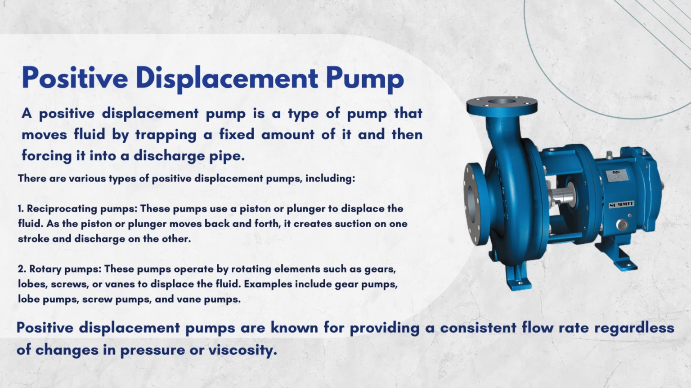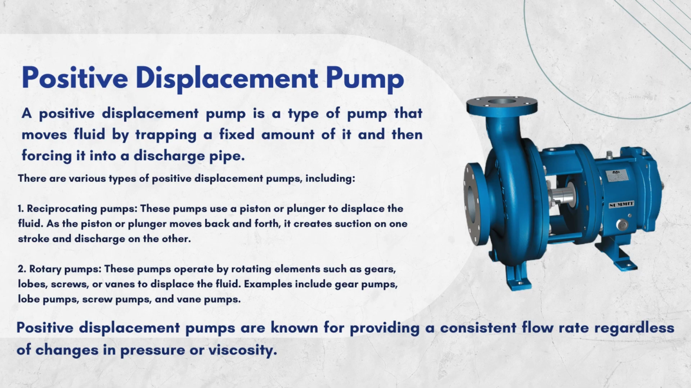Now moving on to the second type of positive displacement pump, which is the rotary pump. These pumps operate by rotating elements such as gears, lobes, screws or vanes to displace the fluid. Examples of this type of rotary pump are the gear pump, lobe pump, screw pump and vane pump. I hope these two types of positive displacement pump, the reciprocating pump and the rotary pump, are clear to you.